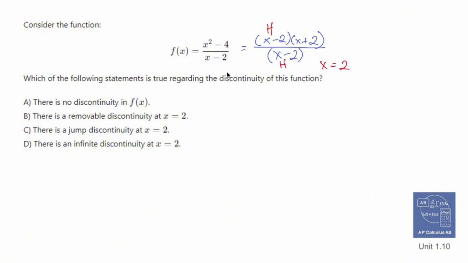So let's see what our options are. Which one of these is true? There is no discontinuity. Well, that's not true because there's a hole at x equals 2. There is a removable discontinuity at x equals 2.